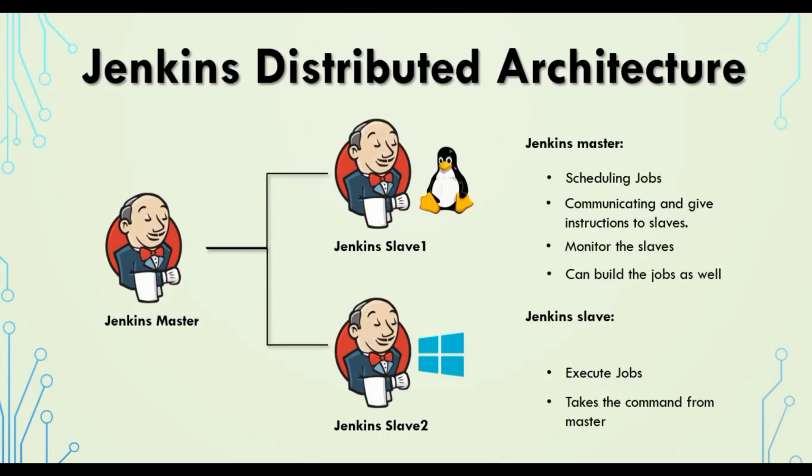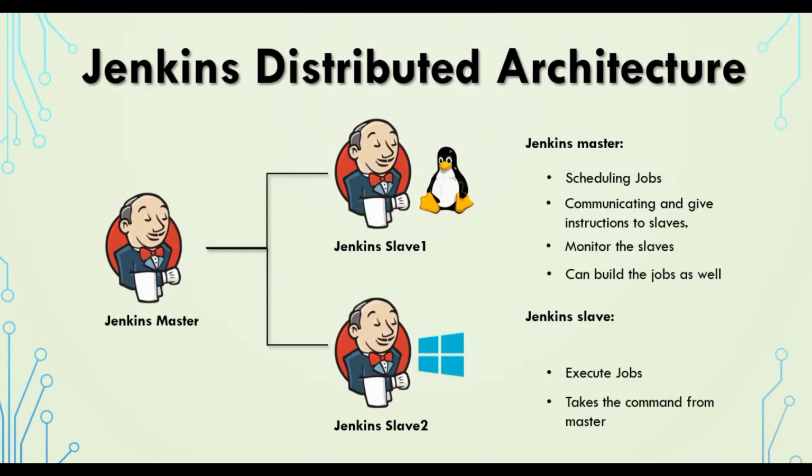So we'll have one master machine which will do the scheduling of the jobs, which will communicate and give instructions to the slave and also monitor the slave. The master can also build jobs, but usually we run all the jobs on slaves if we have multiple slaves scheduled for different kinds of activities. The Jenkins slave executes these jobs and also takes commands from the master. That's how the distributed structure will be.